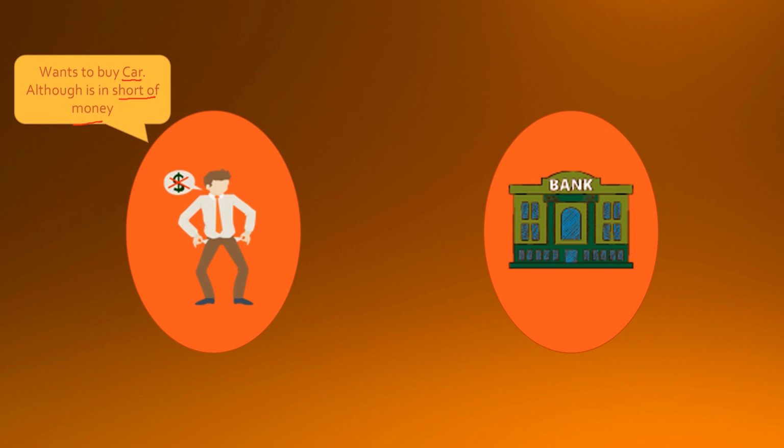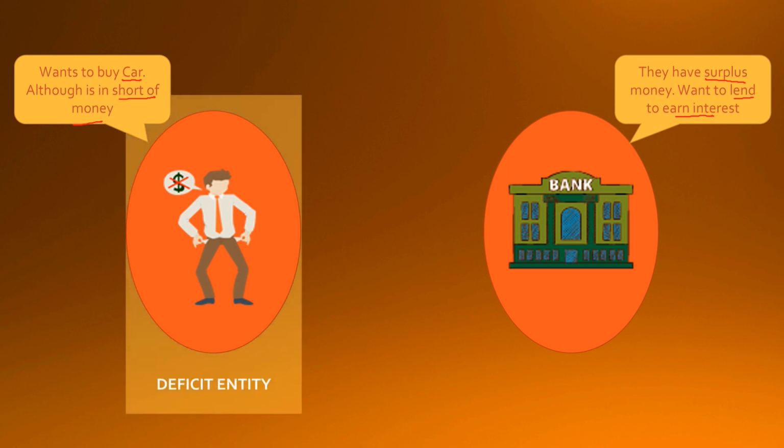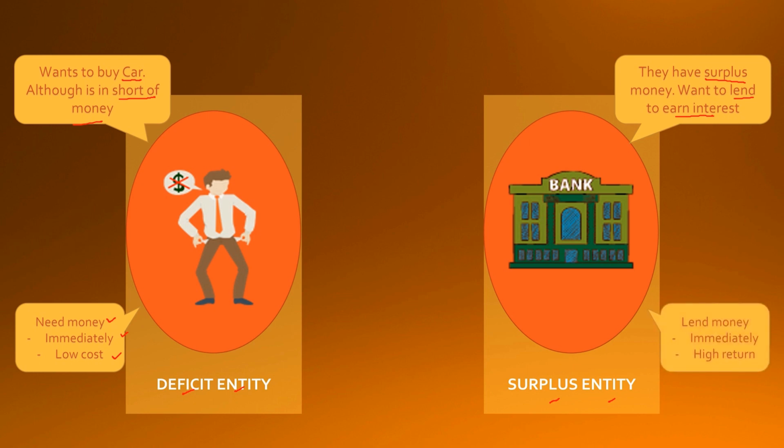To understand further, let's use a situation. Let us say there is an individual who is looking to buy a car, although short of money. And there is another institution called a bank which has a surplus of money and wants to lend to earn interest. In this case, interest is income for the bank. This clearly says that the first individual is a deficit entity, and the second is a surplus entity. The deficit entity needs money immediately at the lowest possible cost, and the surplus entity wants to lend money immediately at the highest possible returns.